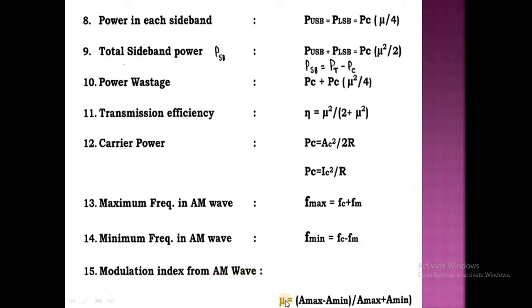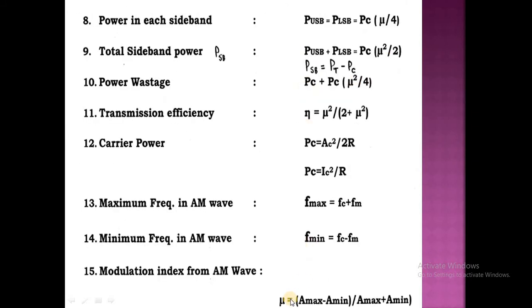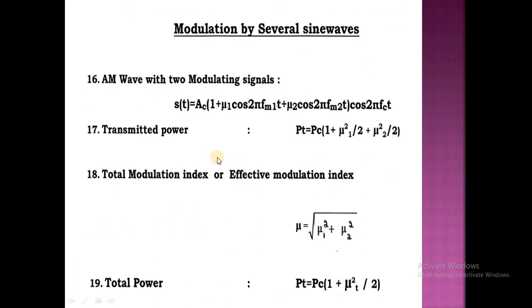Modulation index from the AM wave, mu equals Amax minus Amin by Amax plus Amin. This is another formula for the modulation index. So one formula for modulation index is mu equals AM by AC. Another formula is Amax minus Amin by Amax plus Amin.